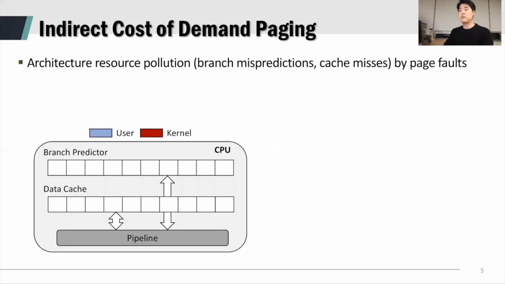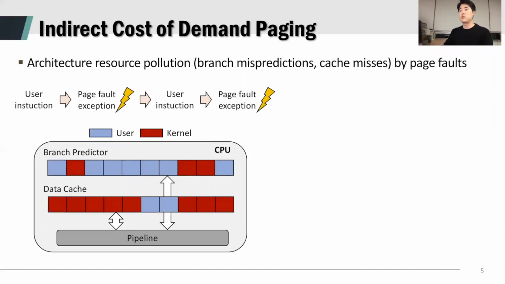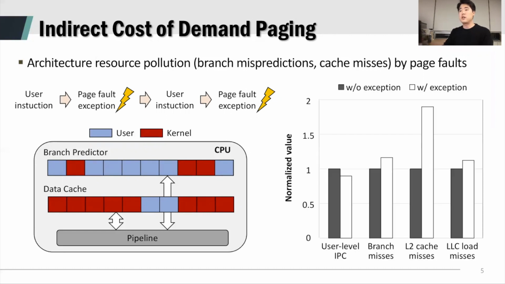Also, page fault handling incurs not only such direct costs, but also indirect costs such as microarchitectural resource pollution. With frequent page faults, the system keeps switching between user and kernel modes, causing a substantial amount of microarchitectural resource pollution. When we measure it using the hardware performance monitoring unit, the number of miss events significantly increased and user-level IPC decreased compared to the baseline with no page faults.